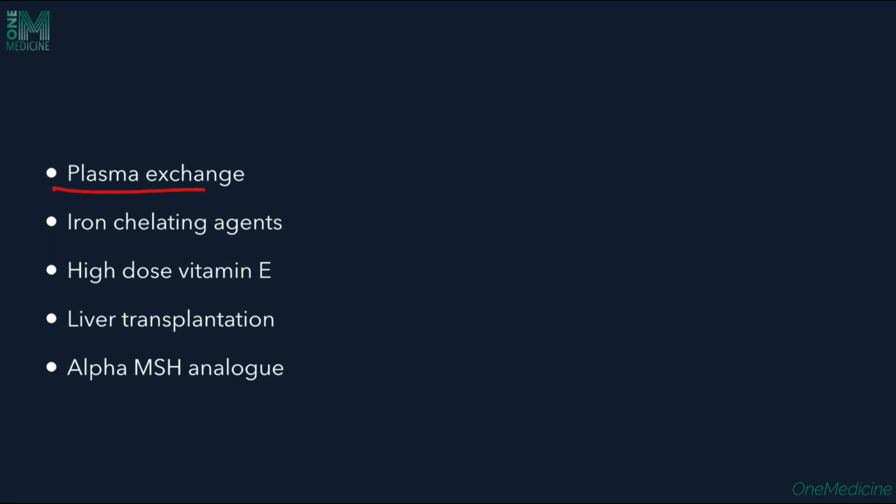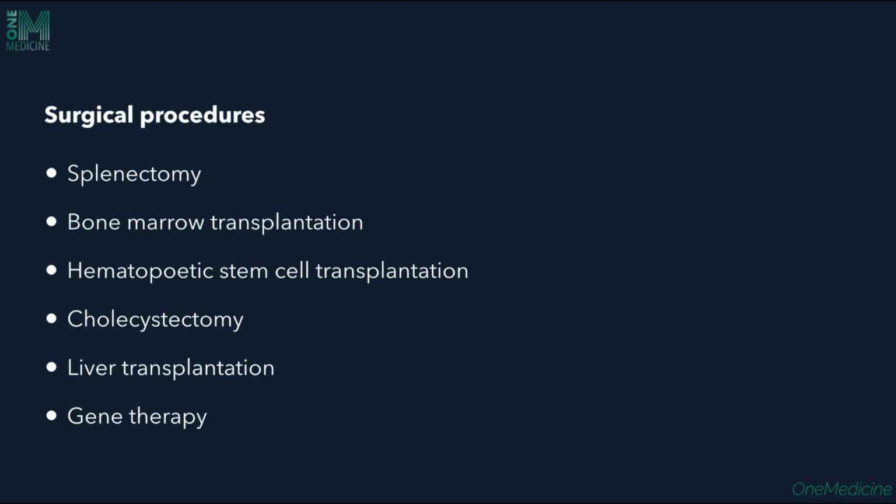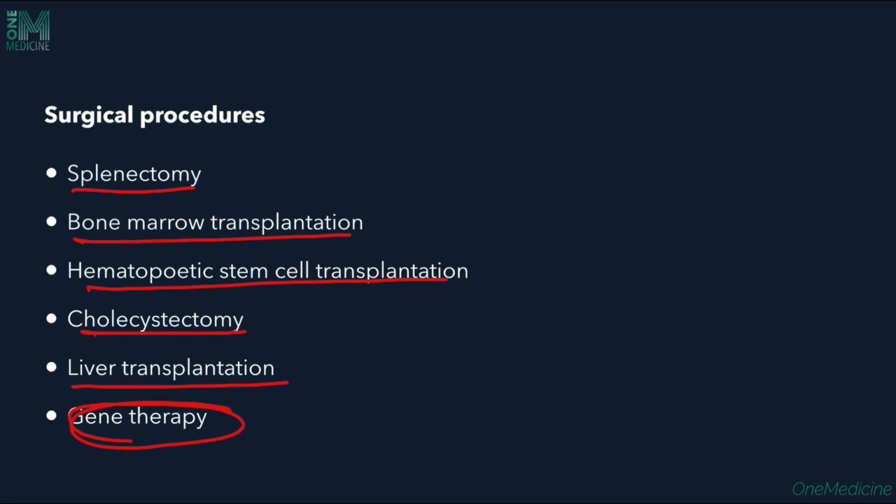Plasma exchange, iron chelating agents like desferrioxamine, high dose vitamin E, liver transplantation is the end treatment, and alpha MSH analog like afamelanotide can also be tried in the treatment of porphyria. Surgical procedures like splenectomy, bone marrow transplantation, hematopoietic stem cell transplantation, cholecystectomy if there is cholelithiasis, liver transplantation. Gene therapy is the hope for the future.